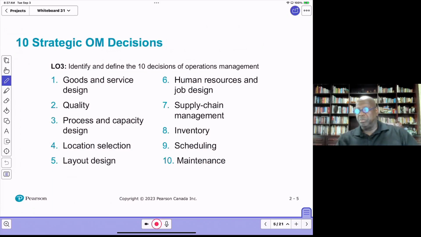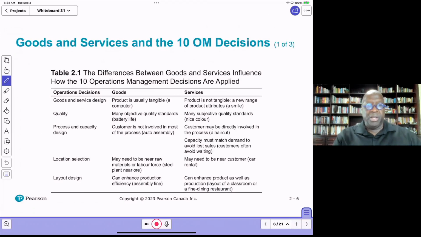So the 10 decision areas of OM, we've already identified those: goods and service design, quality, process and capacity design, location and selection, your layout design, human resources and job design, supply chain management, inventory management, scheduling, and maintenance. So these are our key areas. So let's see how those actually apply to the production of goods and the production of services.